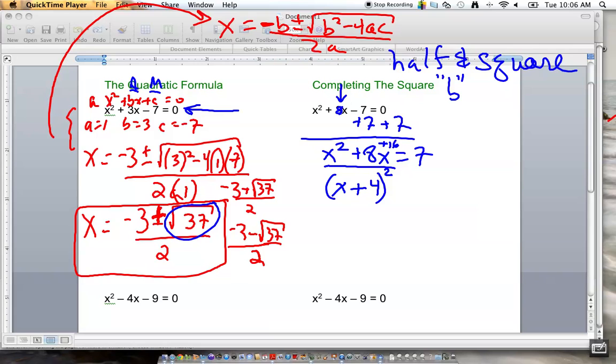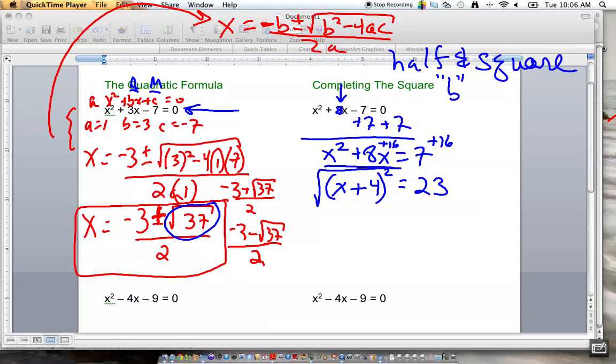And if you go back to the lesson on this, we'll derive why. I'm just showing you the technique now. Add 16 there, and to keep it balanced, I have to add 16 to the other side. So that makes 23, and that gives me x plus 4 squared equals 23.